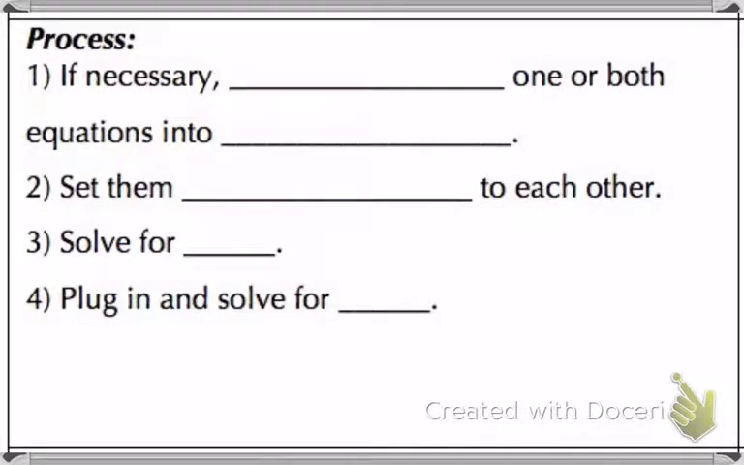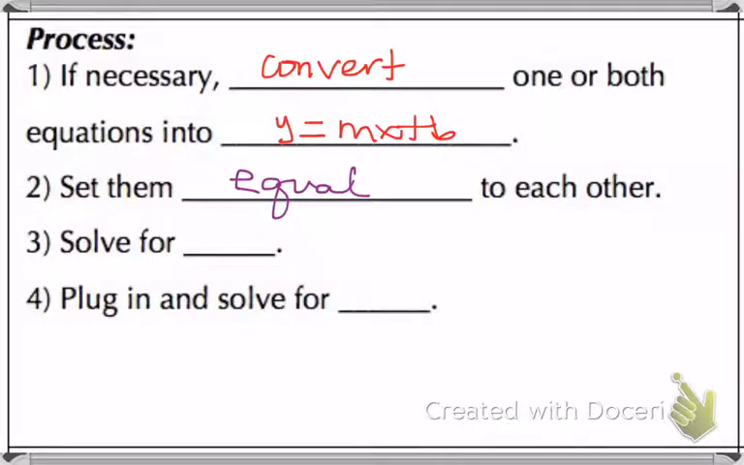So the process, step 1: if necessary, convert one or both equations into y equals mx plus b. The second step that we're going to follow is set them equal to each other, which is why it's called the equal values method. We solve for x first, and then we plug it back in and solve for y so that we end up with an x, y point. Let's color code here, x and y.